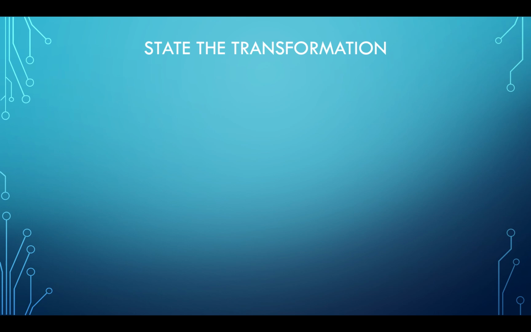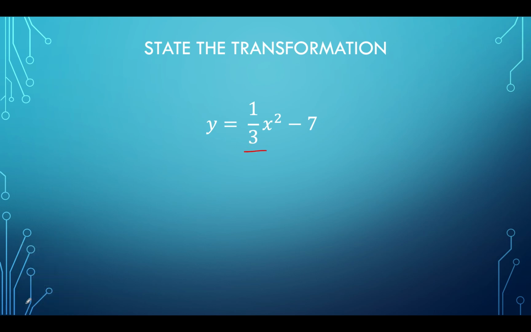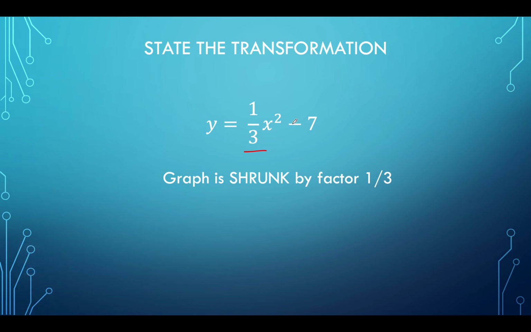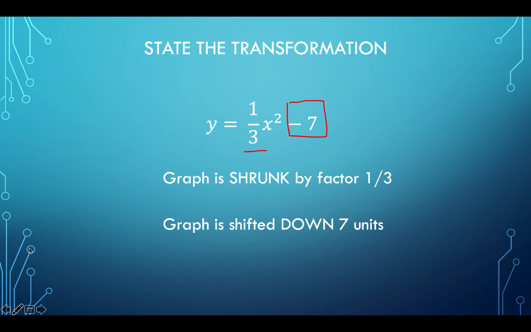So let's state the transformation. Y is equal to 1/3 x squared minus 7. So what's going on here? We have our 1/3. So when the 1/3 is in front, what does that mean? It means our graph is shrunk by factor 1/3. And then when we have this minus 7, what's going on with the graph? The graph is being shifted down 7 units.